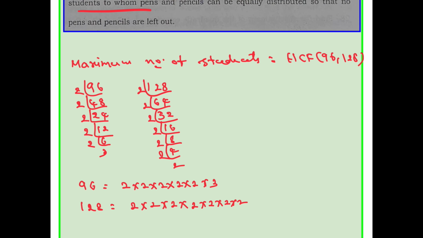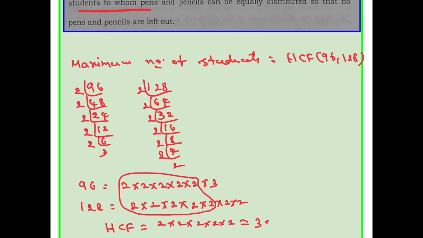Then HCF equals 2. How many times is it common? 5 times: 2 into 2 into 2 into 2 into 2. 2, 5 times, if you multiply you will get 32. Therefore, the maximum number of students among whom the pencils and the pens can be equally distributed is 32.